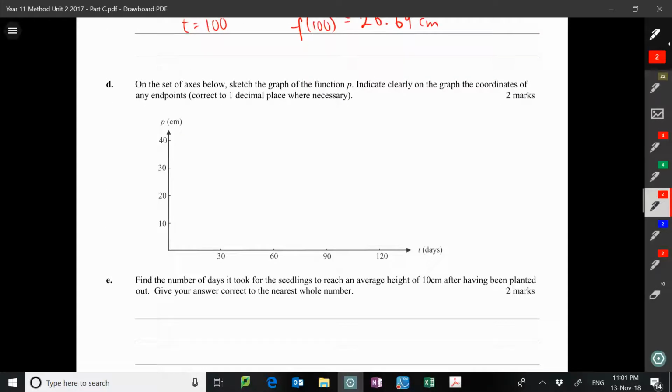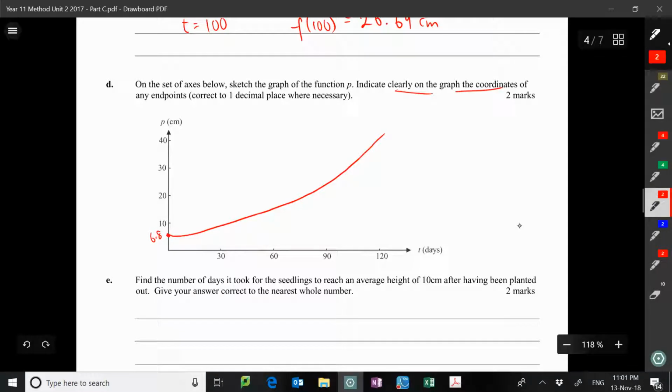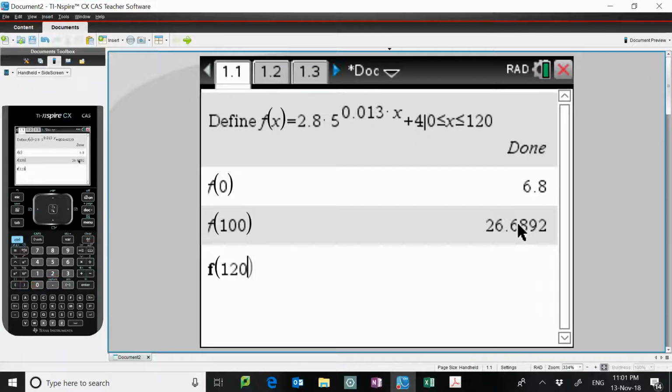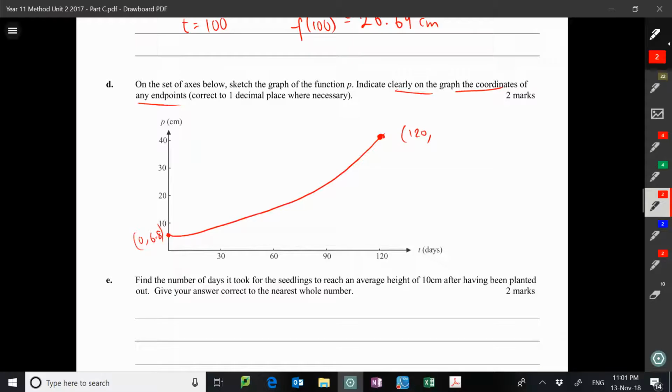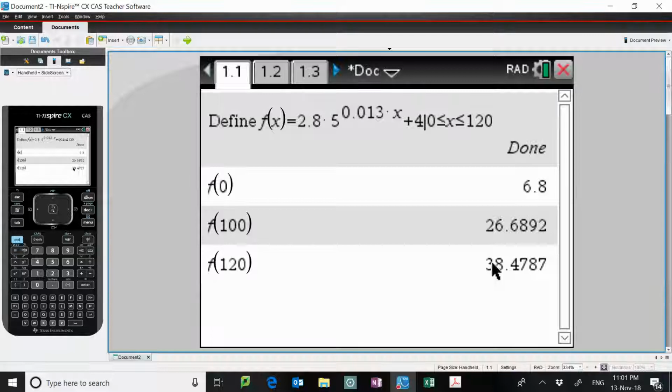Next one, sketch it. Well, we knew it started at 6.8, didn't we? We said 6.8, and I drew the graph, and it goes kind of like that. From the graph, it was something like that. Now, it says here, clearly on the graph the coordinates of the endpoints. So I know that at 0, it was 0 and 6.8, but I don't know what happens at 120. So when it's 120, what was the y value? Well, type it in. F of 120, and it tells me it's 38.47. It says correct to 1 decimal place. So if it's correct to 1 decimal place, it should have been 38.5.